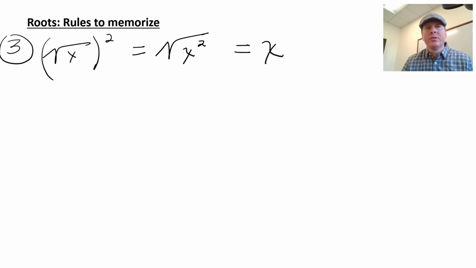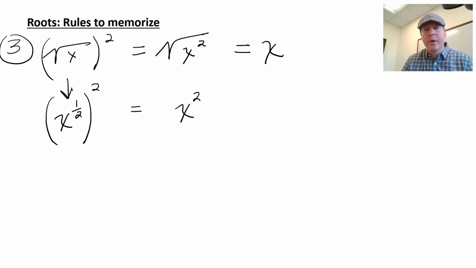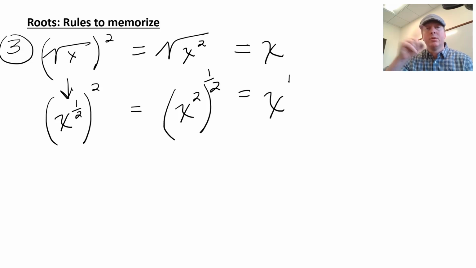So the squaring and the square rooting cancel each other. And when you think about exponent rules, this makes sense. The square root of x is simply x to the 1/2, so we're talking about x to the 1/2 squared. That's equal to, over here we have x squared and we're taking the square root, so that is x squared to the 1/2. Both of those are equal to x to the 1. You multiply the exponents, that's the same as x to the 1, that's the same as x.